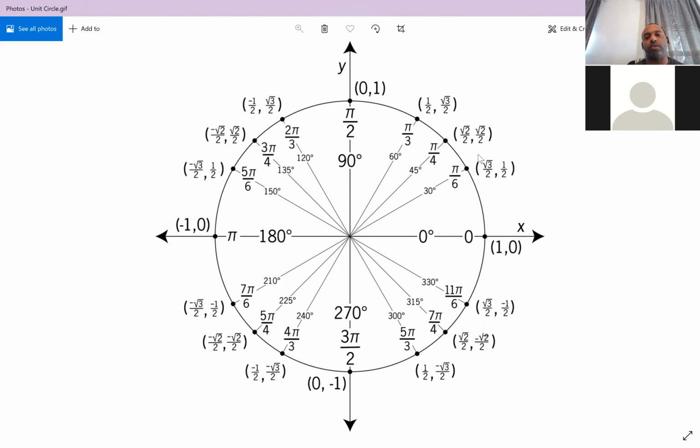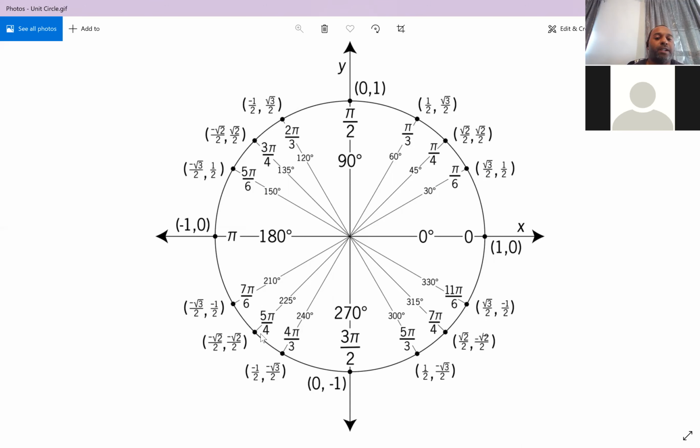You just have to remember, in the third quadrant, X is negative and Y is negative, your coordinates. In the second quadrant, X is negative, but Y is positive. And in the fourth quadrant, X is positive, but Y is negative. That just flows with your X, Y Cartesian coordinate plane. So that's nothing different. You just have to remember these coordinates right here.